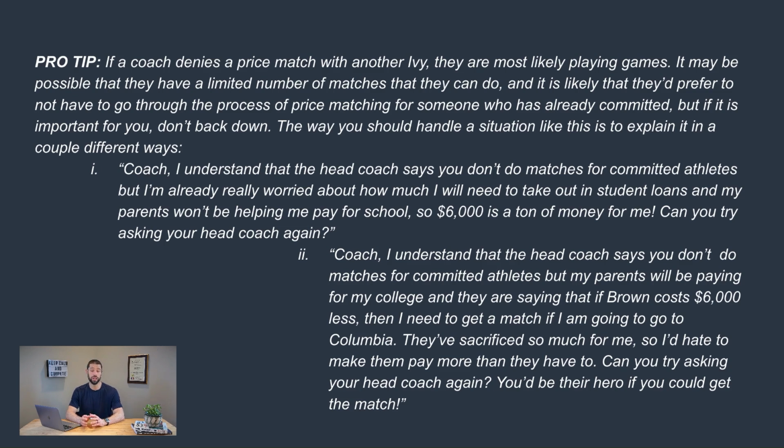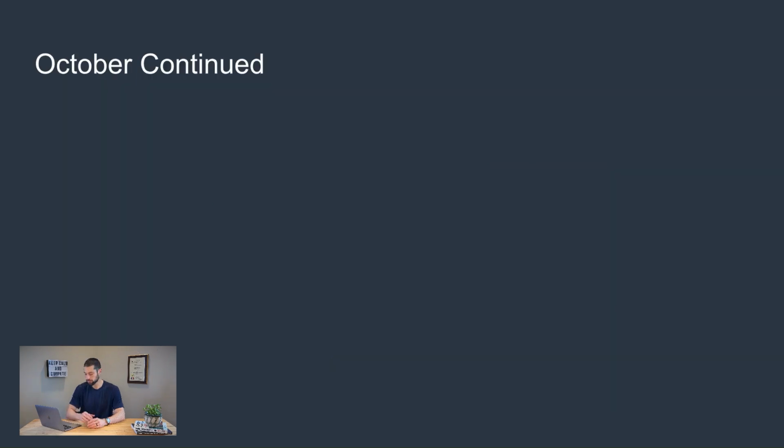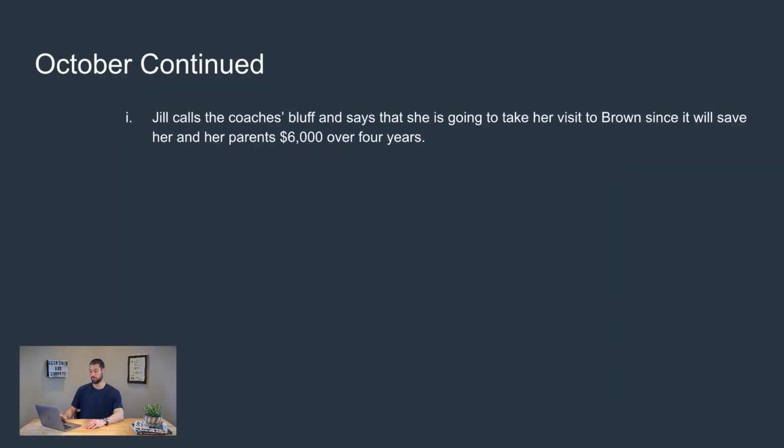So if your parents are okay with it, blame it on them and say they're not going to spend an extra $6,000 on Columbia if Brown's going to be that much less. So try to explain it to them in a way that makes them want to do the work for you to get the match.